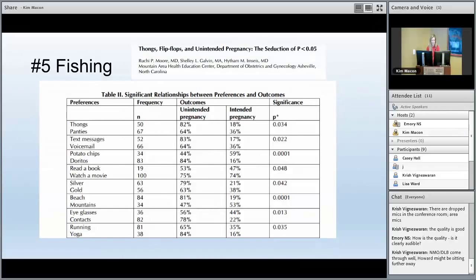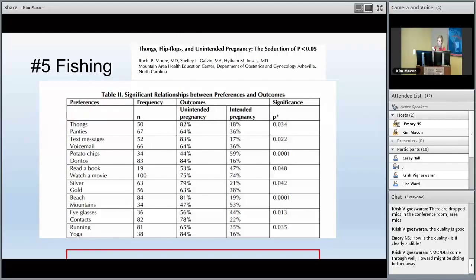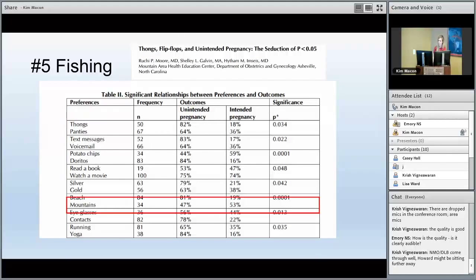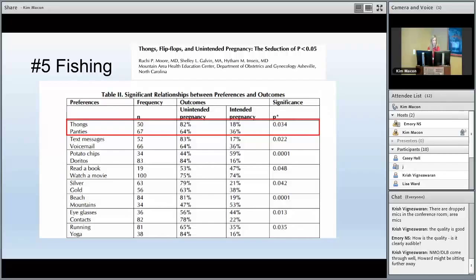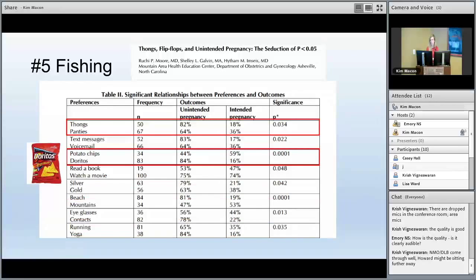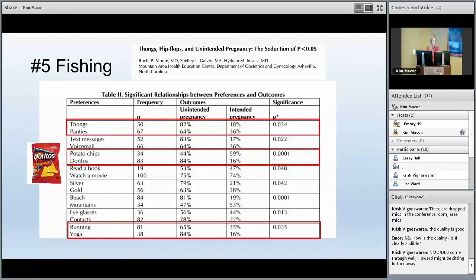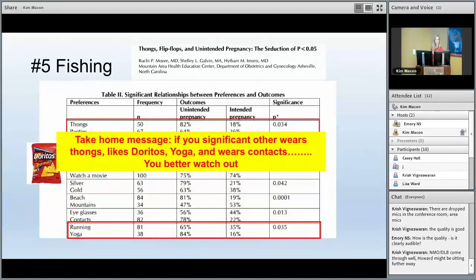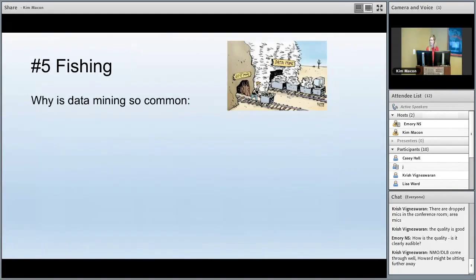So here's a table from that paper, and just to point out a couple important differences. If you prefer to wear thongs, you're more likely to have an unintended pregnancy. If you prefer Doritos over potato chips, that can lead to unintended pregnancy. And if you prefer yoga over running, again, better watch out. So if you don't learn anything today, you should learn that if your significant other or yourself wears thongs, likes Doritos and yoga, and wears contacts, watch out, because you may have an unintended pregnancy on your hands.